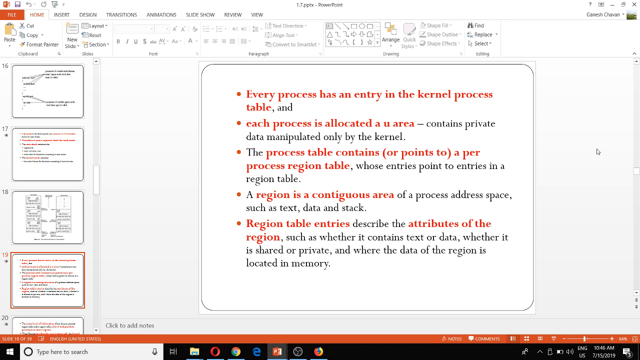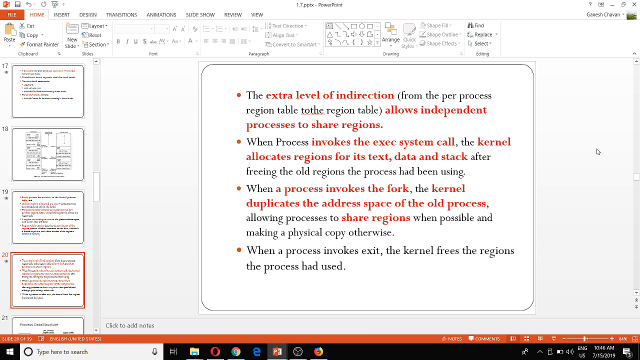Every process has an entry in the kernel process table, and each process is allocated a U area, which contains private data manipulated only by the kernel. The process table contains or points to a per process region table whose entries point to entries in the region table. The region is a contiguous area of a process address space such as text, data, and stack. Region table entries describe the attributes of the region, such as whether it contains text or data, whether it is shared or private, and where the data of the region is located in memory. The extra level of indirection allows independent processes to share regions.